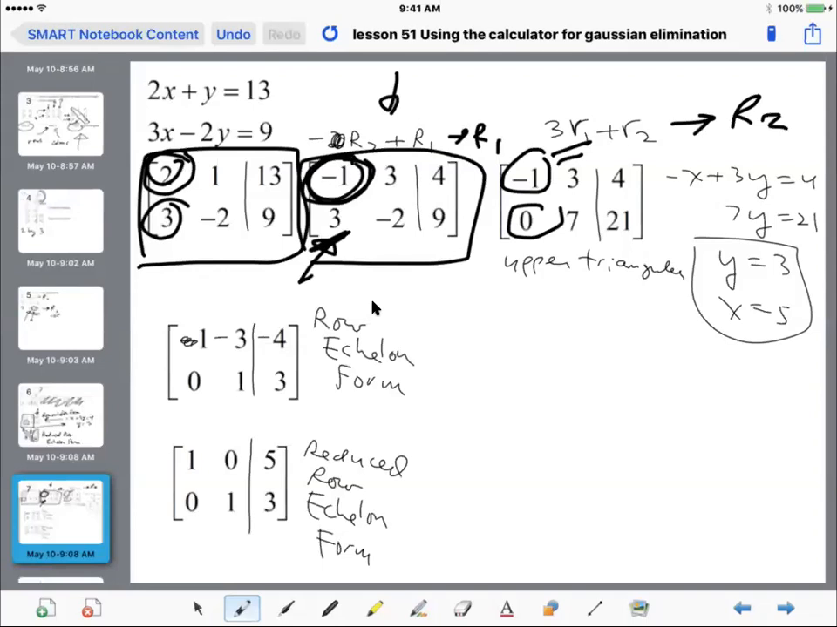And you can see here that it's turned into upper triangular, which now I can turn back into a system of equations, but it's going to be an upper triangular system of equations. So I will be able to solve it really fast.